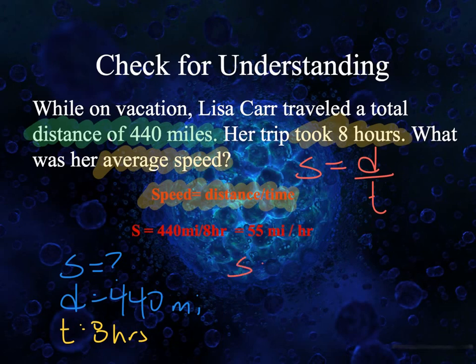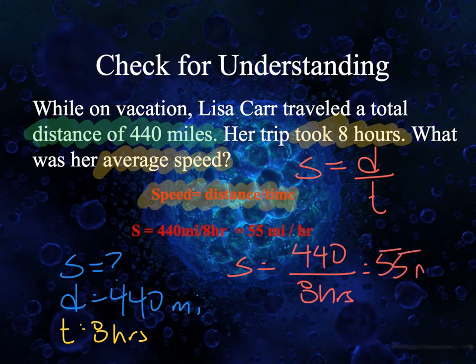So we're still solving for S. Our distance is 440. Our time was 8 hours. When you divide 440 by 8, you get 55 miles per hour. So she was traveling 55 miles per hour on average.